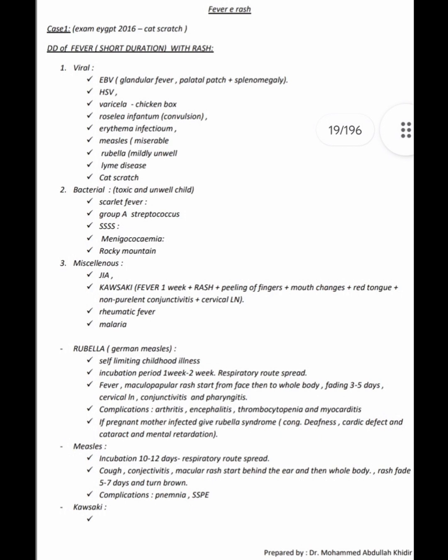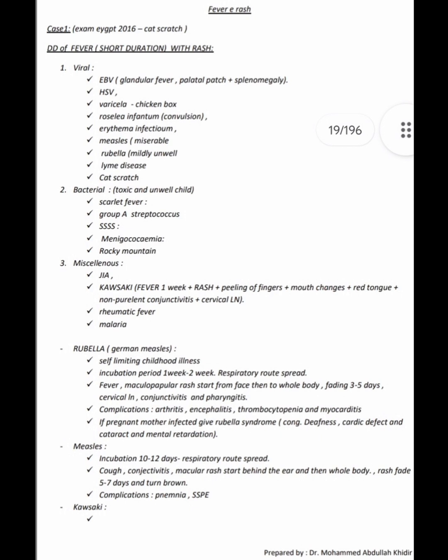Number 3 is miscellaneous. So miscellaneous causes of fever with rash are juvenile idiopathic arthritis, JIA, and Kawasaki disease. And for Kawasaki disease presentation, we know that fever for 1 week plus rash plus peeling of the fingers plus mouth changes plus red tongue plus non-purulent conjunctivitis plus cervical lymphadenopathy, rheumatic fever and malaria.